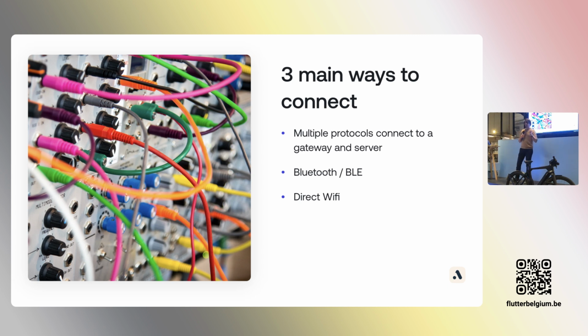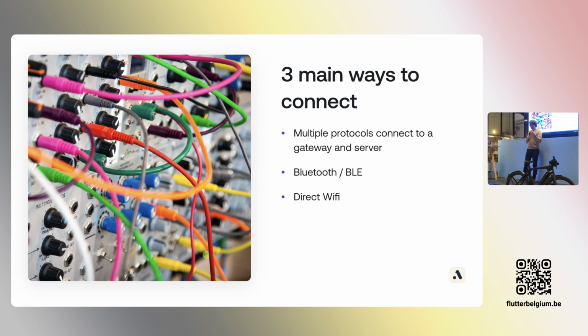There are three main ways to connect such a sensor to an app. And why is that? Because smartphones only have two main communication channels, and that is Bluetooth or Wi-Fi. And if you have a machine that connects to the internet, everything that happens before could be different protocols. So there are multiple protocols that hardware can communicate with, but they all connect to some sort of gateway or to an internet server, and then you can connect to that server in order to control that device.